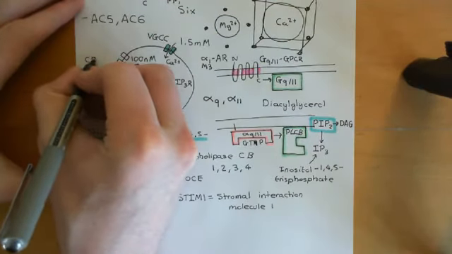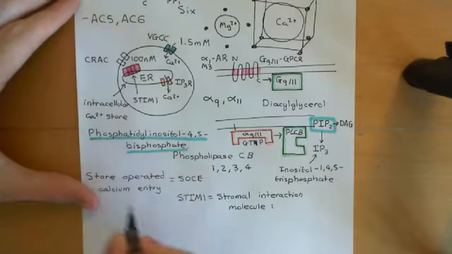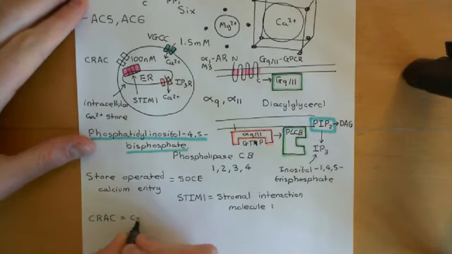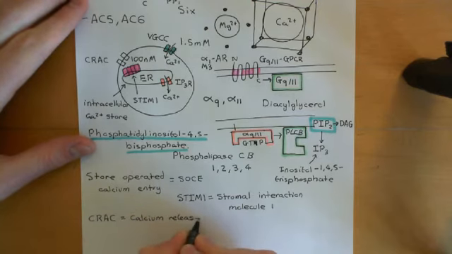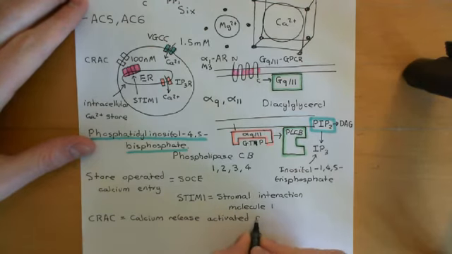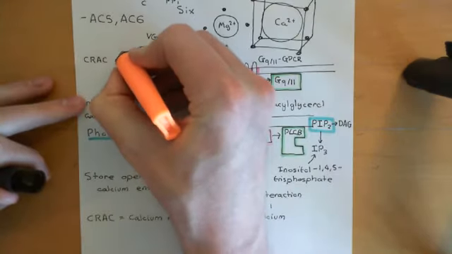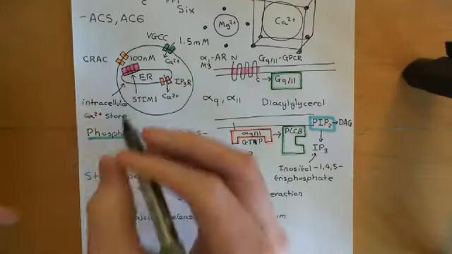These calcium channels are known as the calcium release activated calcium channels, or the CRAC channels. So these are the CRAC channels, which stands for calcium, that's the first C. Then it's release activated, so the R is for release, the A is for activated, and the second C is for calcium again. So it's the calcium release activated calcium channel, or the CRAC channel. I'll colour in the CRAC channel in orange here. So the STIM1 aggregate opens the CRAC channel.